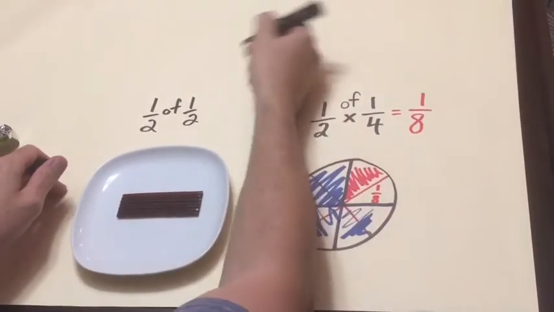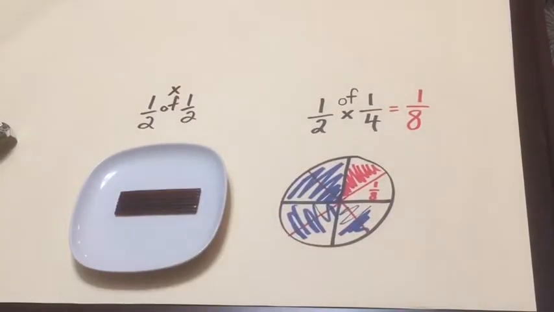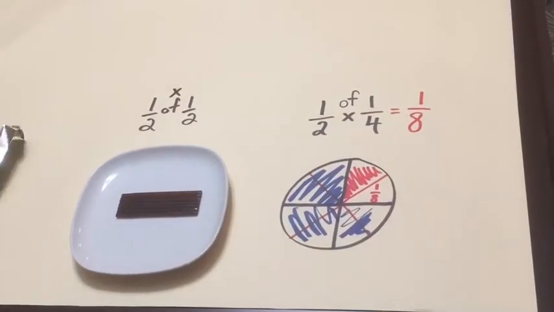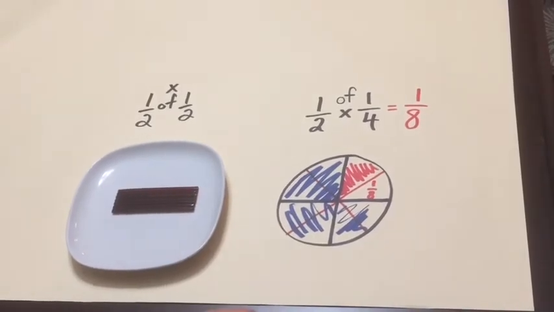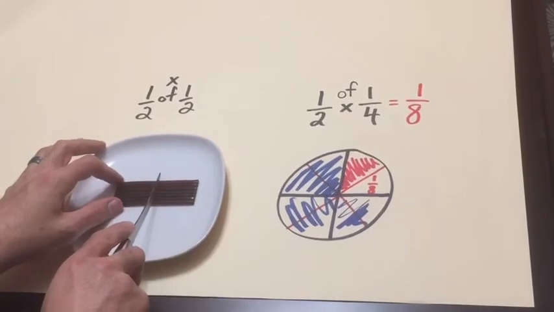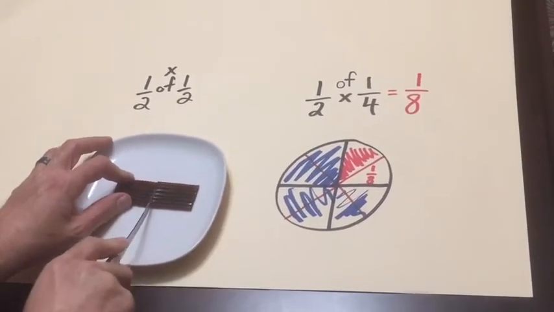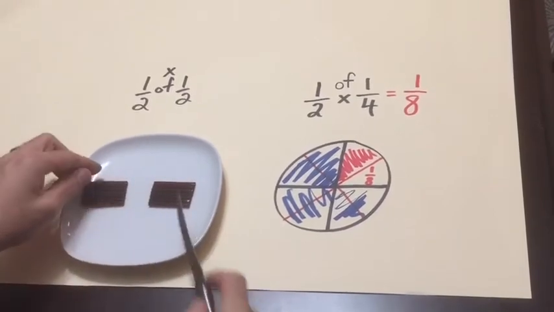Now remember, we can replace the "of," if you look over here, with the multiplication sign. So we're saying, what's a half times a half? Well, let's solve that. I'm going to actually take a knife here, and we're going to cut this in half. So this is how much my son eats. Normally he eats half of it, leaves this.